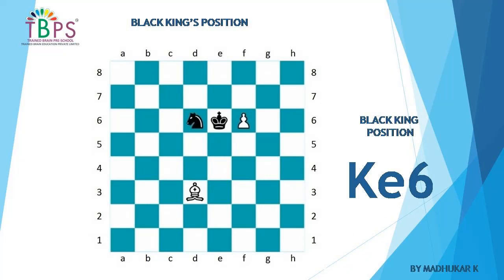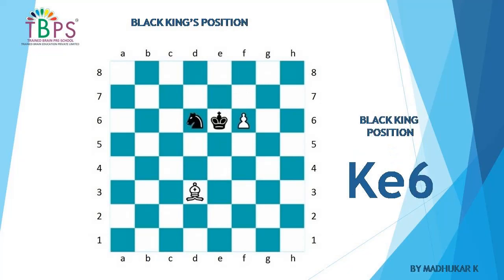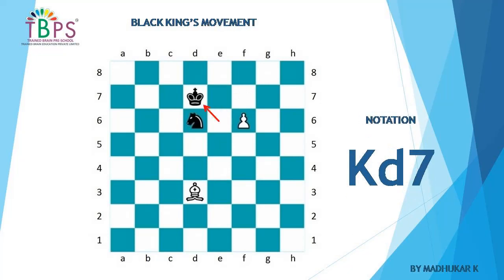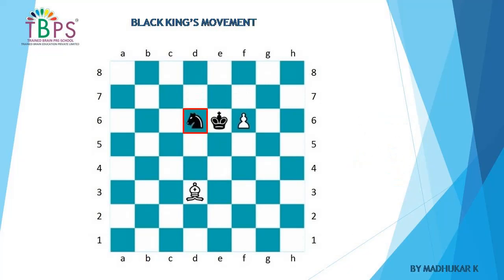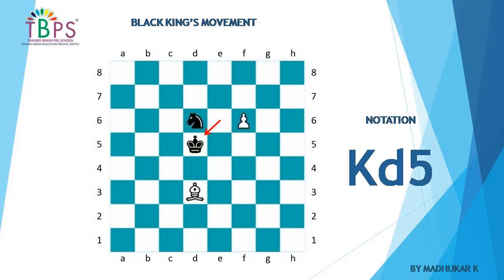This king which is on E6 can move to F7. The notation for this move is KF7. It can also move to E7. The notation for this move is KE7. It can move to D7, that is KD7. It cannot move to D6 because black's own knight is placed on that square. It can move to D5, that is KD5.